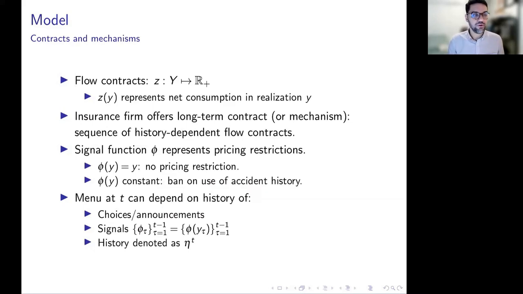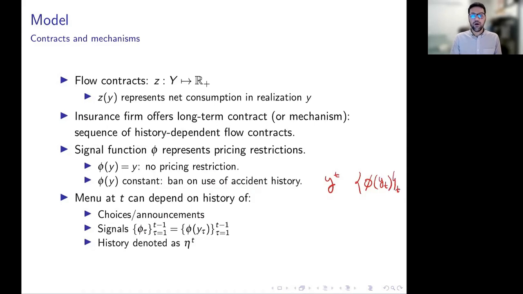Now, what exactly are these observables? I'm going to be introducing this object phi, which is a signal function, and the role of this signal function is to incorporate the fact that firms may not be able to explicitly use information about past accident realizations or income realizations in this environment when pricing contracts. So the underlying assumption here will be that the offers made at period t cannot directly depend on the history of realizations of income, Y superscript t, but will depend on the sequence of observables or signals, which is going to be this phi function applied to income levels Y_t.